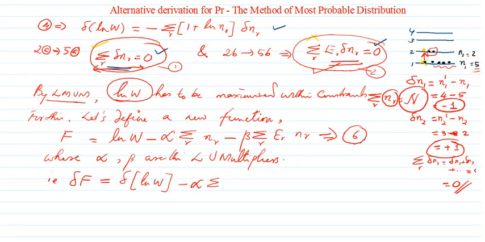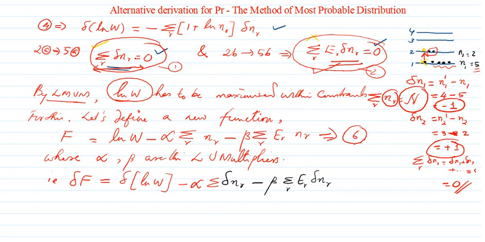So what will happen when you take the differential of the second term? Of course, alpha is taken outside, then sum over r, instead of nr it will be delta nr. So here comes delta nr. Similarly, the next thing: minus beta into sum over r. Of course er is not going to change, because as I mentioned in the previous video, er is characteristic of the system. There is no change in er value. Only nr will be getting changed, so I write delta nr.